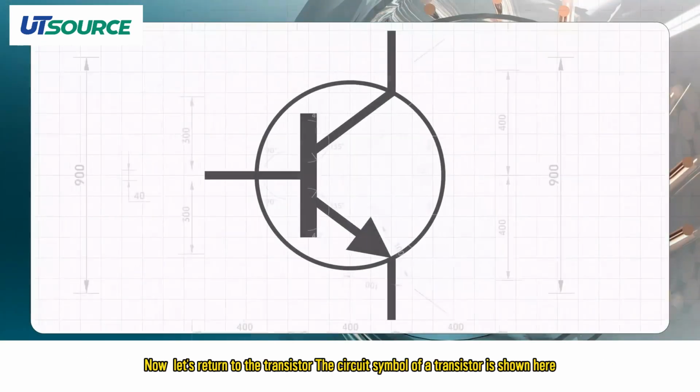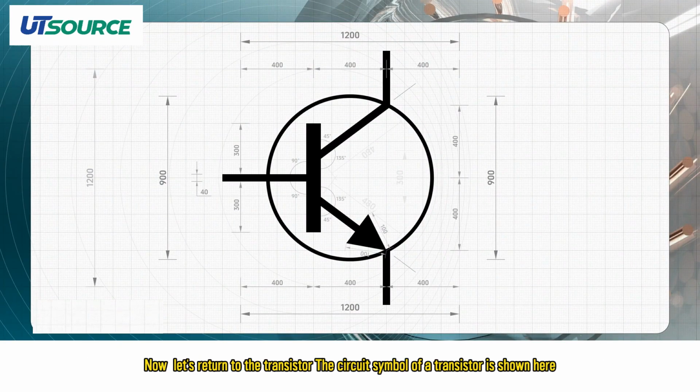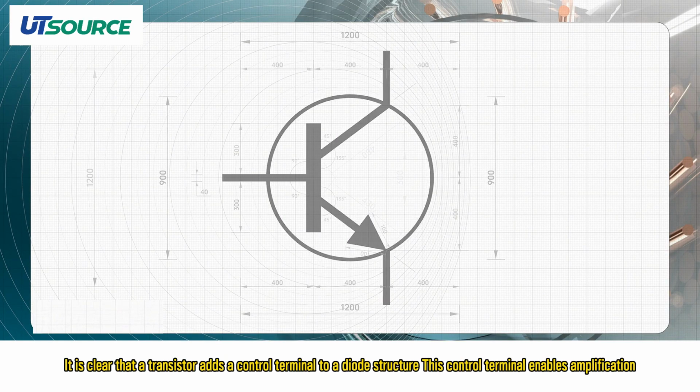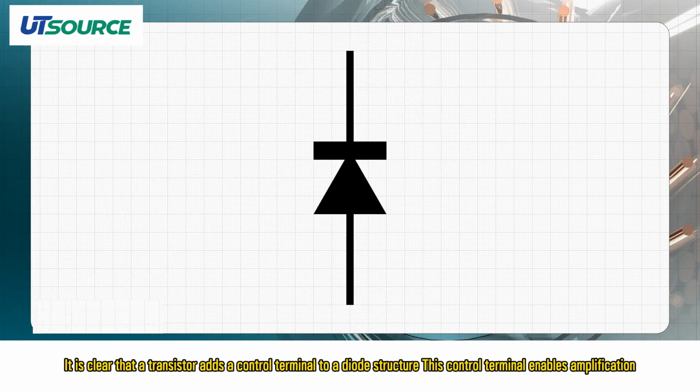Now let's return to the transistor. The circuit symbol of a transistor is shown here. It is clear that a transistor adds a control terminal to a diode structure. This control terminal enables amplification.